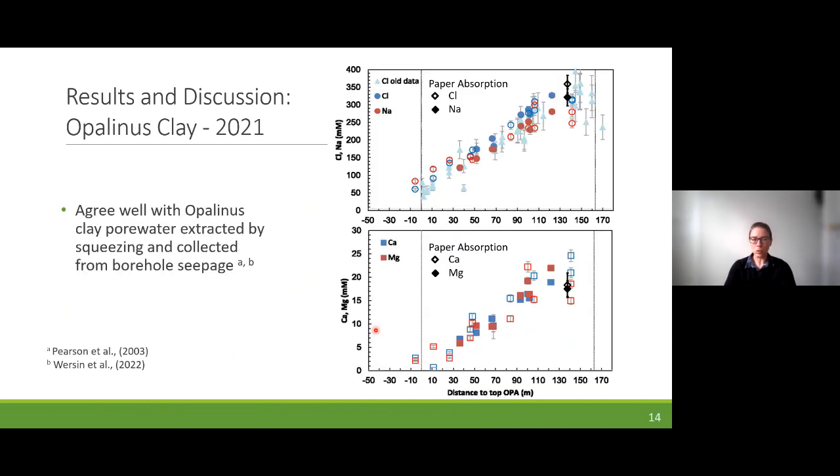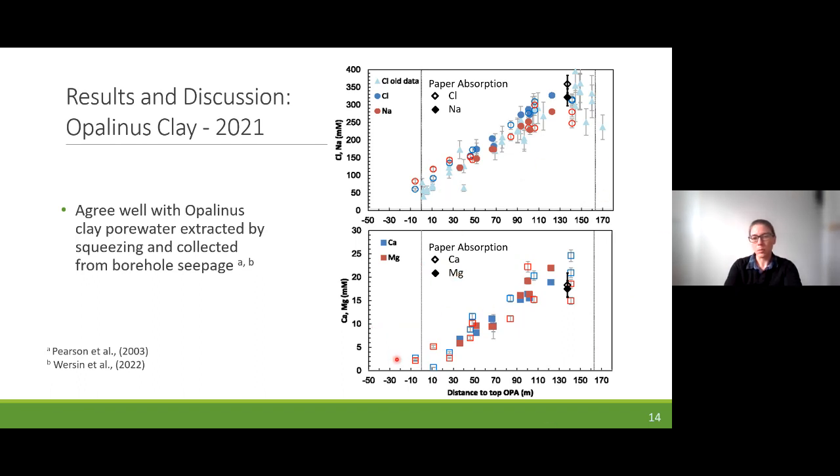So now hopping over to some work conducted by our colleague Carla Rose in 2021, where she used our final iteration of the paper absorption method to extract pore waters from opalinaceous clays, and was able to report pore water concentrations in these pore water extracts. The opalinaceous clay is a well-studied formation, so there is a lot of pore water data available for pore waters extracted from the sedimentary rock using many different methods.